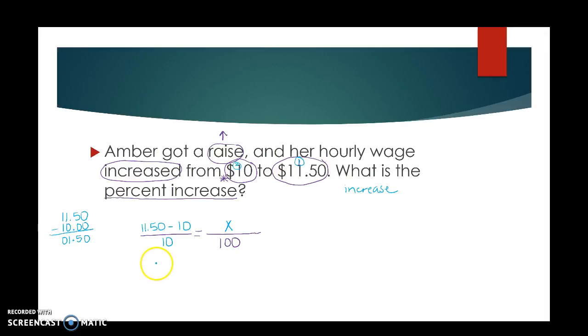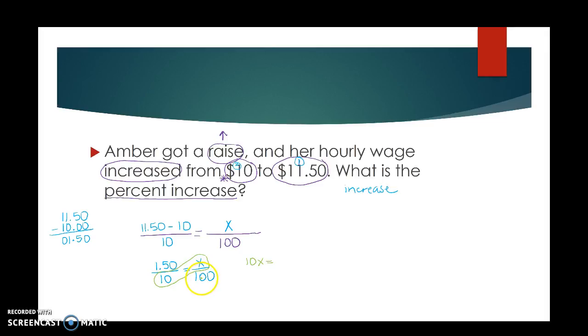So our difference now is 150, and then we're putting it over 10 equals x over 100. Okay, guys, so now our proportion's ready. What is our next step? Very good. So we're going to go ahead and do our cross product. I start with my variable, so 10x equals, and then it's 150 times 100.